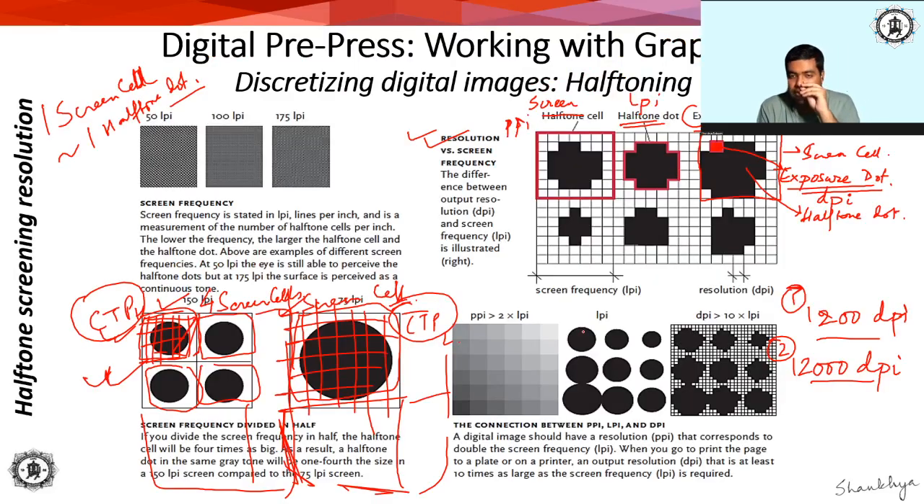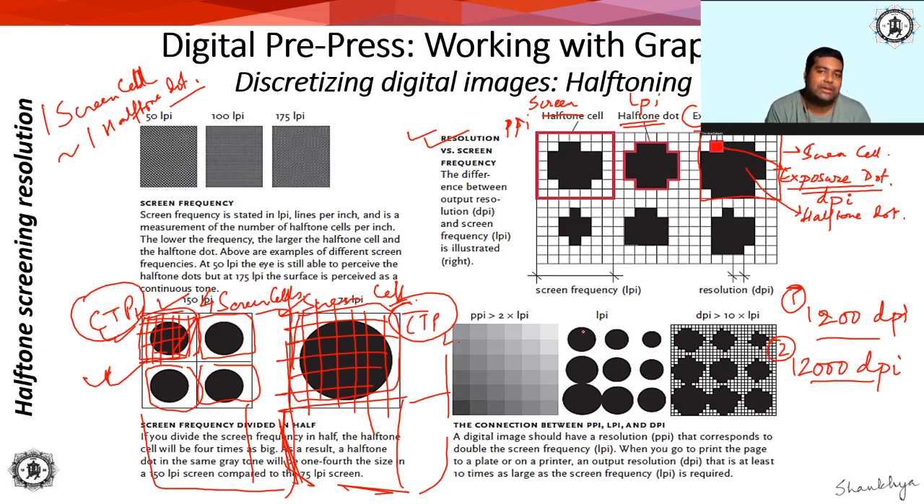Now we come to the topic that there is a connection between these three concepts: your screen cell, your halftone dot, and your exposure dot. Or to put it another way, there is a connection between your PPI, LPI, and DPI. So what is that connection? As you see in the last image, a digital image should have a resolution in PPI that corresponds to double the screen frequency. When you print the page to a plate or on a printer, an output resolution DPI that is at least 10 times as large as the screen frequency LPI is required. Now, I will tell you why this is required.